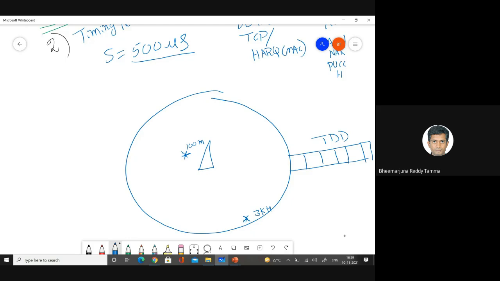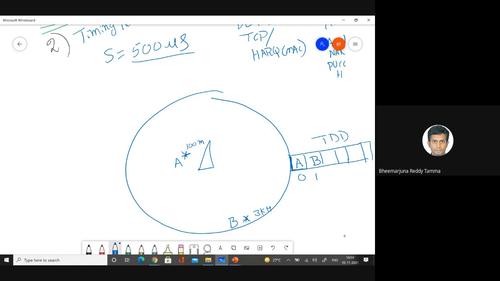So let's say, let me also name the users, this is user A and user B, and the base station has decided to give slot 0 to A and slot 1 to B. Okay, so what happens? Look at here.